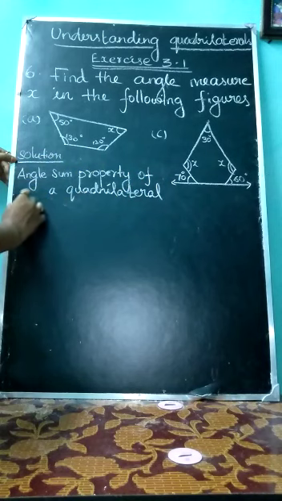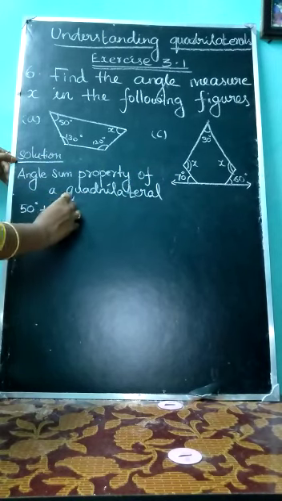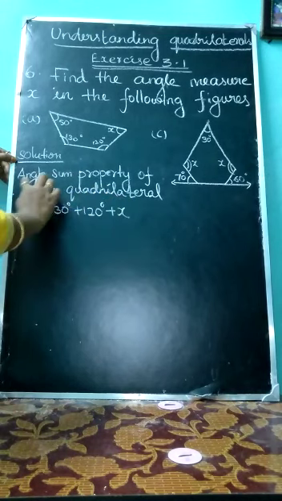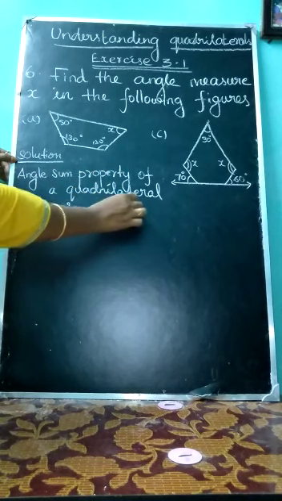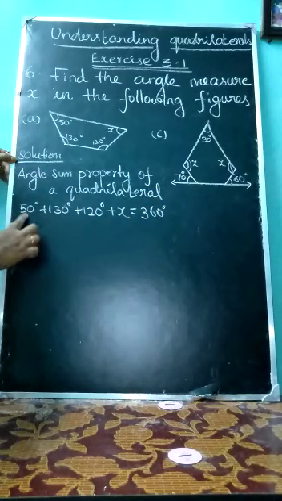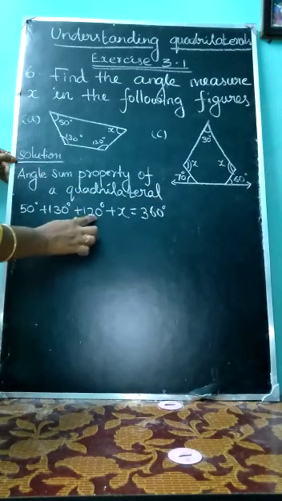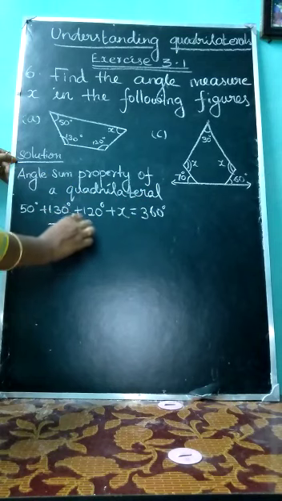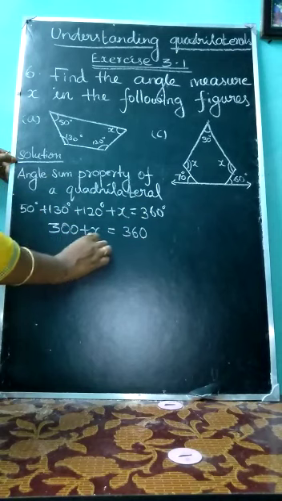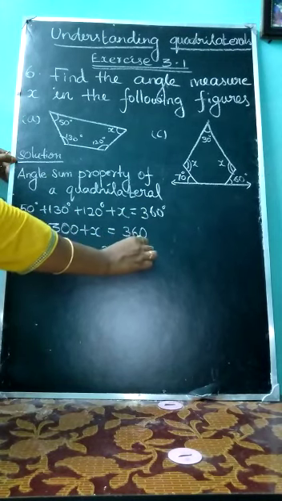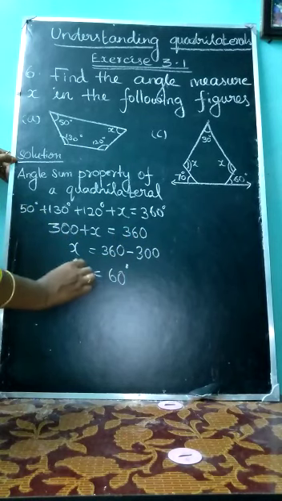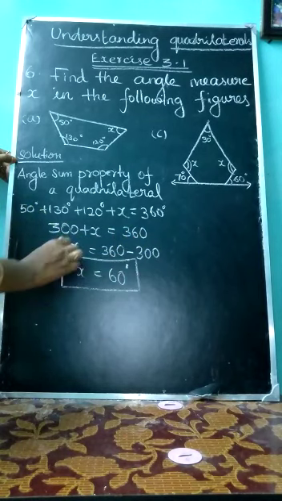Okay. What is the first value? 50 degree. Second value 130 degree. Third value 120 degree. The next one is x. Sum of the angles of a quadrilateral is actually 360 degree. Okay. So 180, 200, 300. So 300 plus x is equal to 360 degree. So what about the x value? 360 degree minus 300. So what is the answer? That is 60 degree. So the unknown value x is equal to 60 degree.